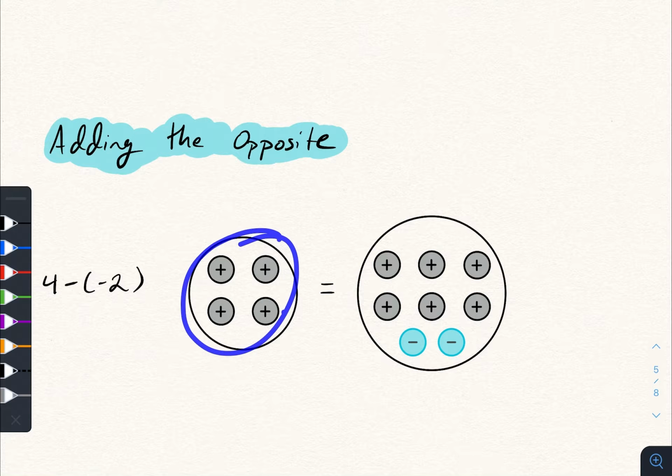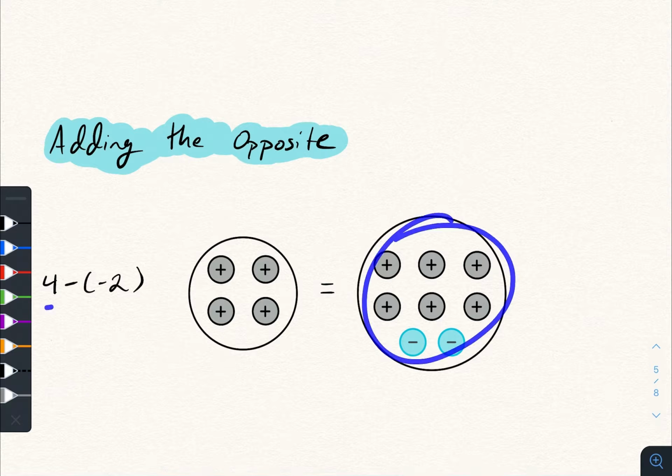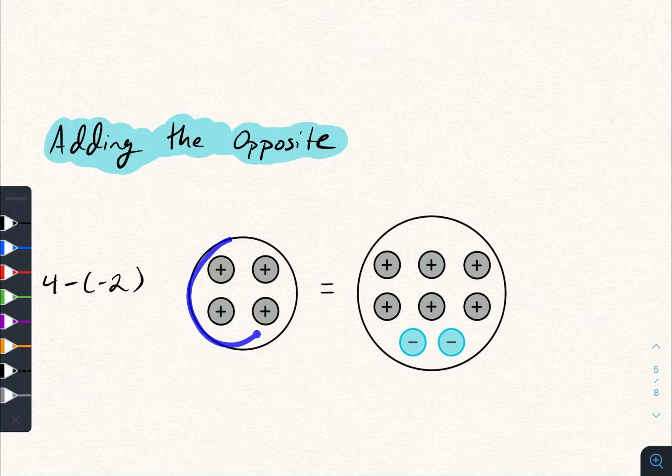But using this model, there aren't any negative chips to take away. So what I have to do instead is add 2 negative chips in the form of a canceling pair so that I still am modeling the number 4. So this right here is also a model for the number 4. So these represent the same number because of these canceling pairs here.